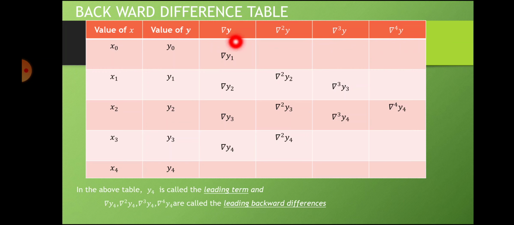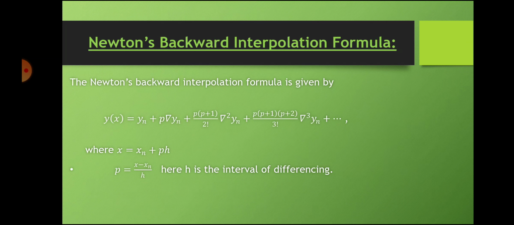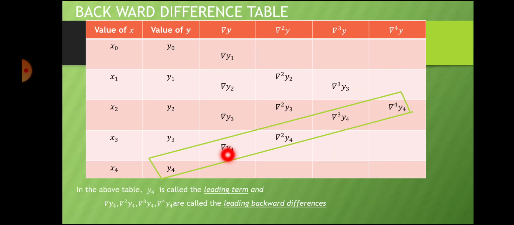Here if we observe, y1 minus y0 is del y1, y2 minus y1 is del y2, y3 minus y2 is del y3, y4 minus y3 is del y4. I have highlighted these y4, del y4, del square y4, del cube y4 and del power 4 y4. In the above table, this y4 is called the leading term and del y4, del square y4, del cube y4 and del power 4 y4 are called the leading backward differences.